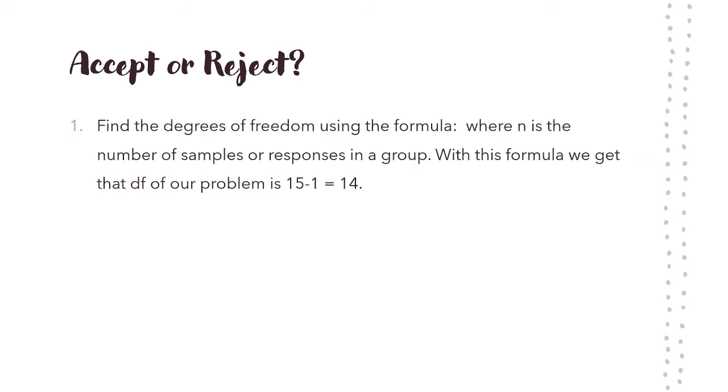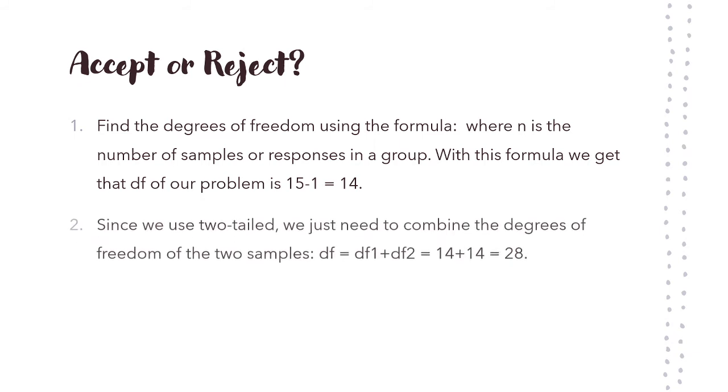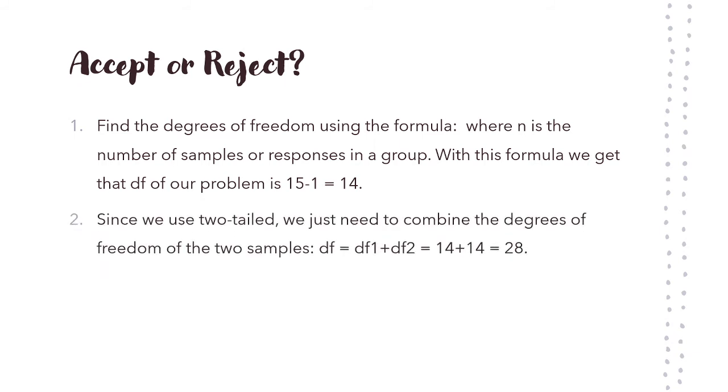So first, we need to find the degrees of freedom using the formula, where n is the number of samples or responses in a group. So with this formula, the degrees of freedom of our problem is 15 minus 1, which equals 14. Since two-tailed yung gamit natin, a two-tailed t-test, we need to sum up the degrees of freedom of the first sample and the degrees of freedom of the second sample. So that means 14 plus 14, which equals 28. So that is our total degrees of freedom.